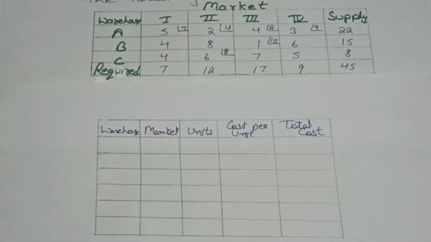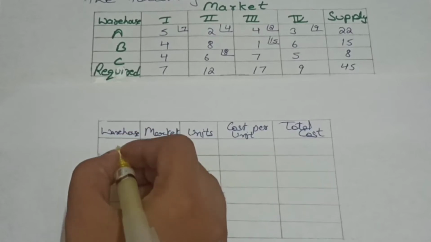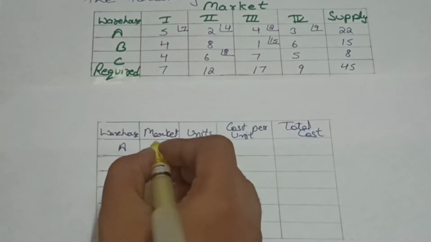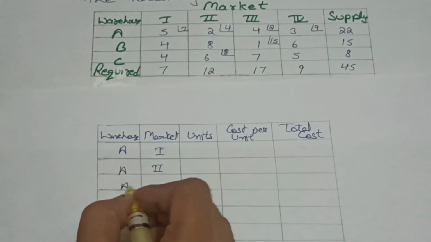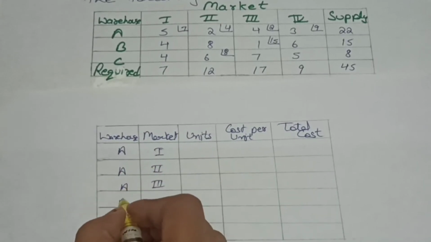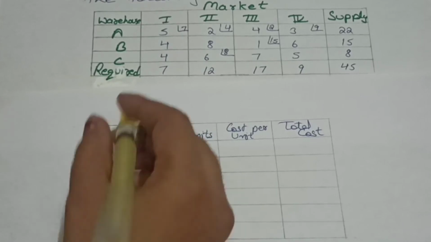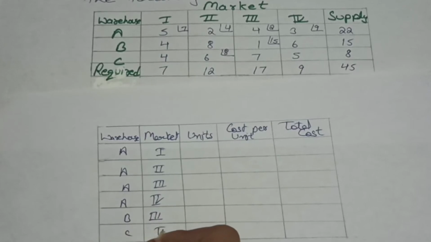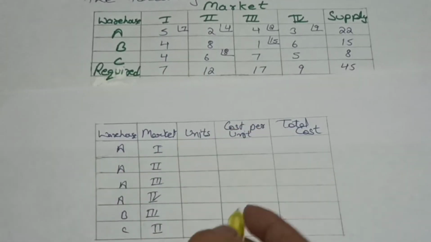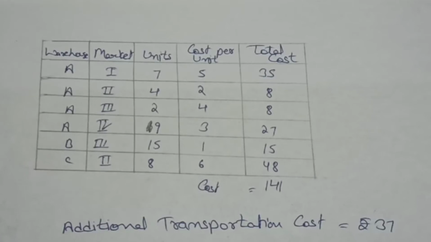So now we will find the cost. Here we can write A to 1, A to second, A to third, A to 4th and B to third and C to second. Now we will write here our units and cost. So students, you can see we have calculated our cost and our cost is 141 and our minimum cost is 104. So the additional transportation cost is equal to 37.